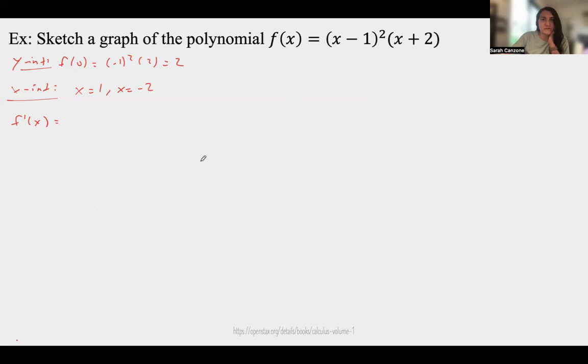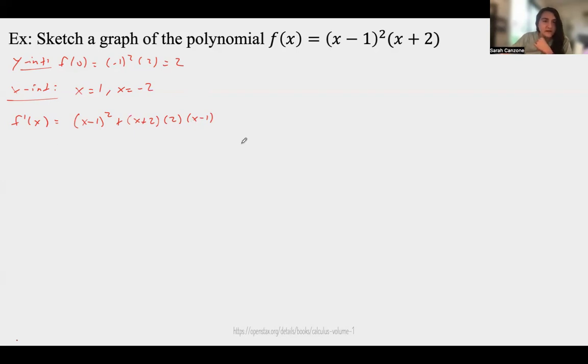So the product rule says first times the derivative of the second. So the first is just (x minus 1) squared times the derivative of x plus 2 is just 1, so I don't need to write that, plus second, which is x plus 2, times the derivative of the first. So that'll be a chain rule. So that's (x plus 2) times the derivative of the first, which is going to be 2(x minus 1), times the derivative of x minus 1, which is 1. So we can go ahead and solve this out right here.